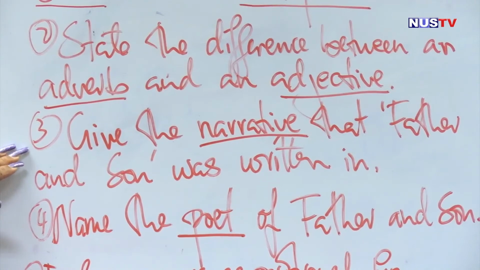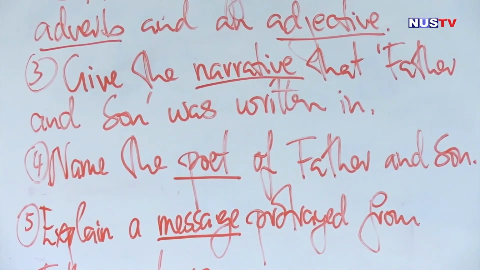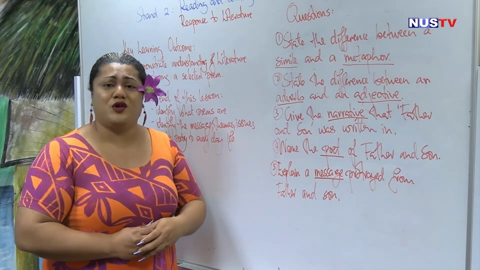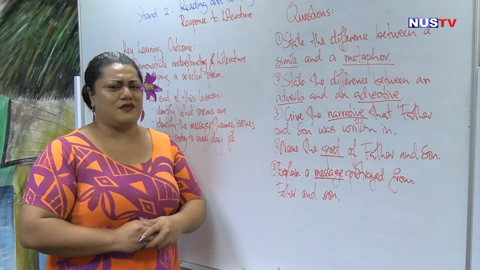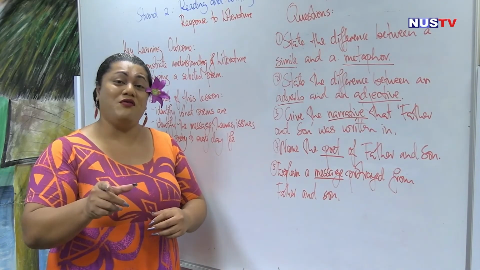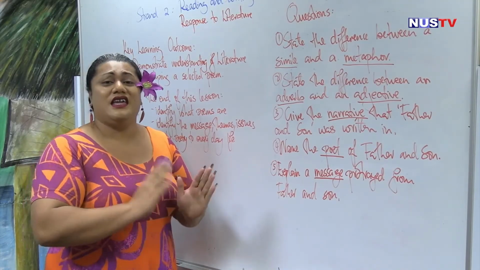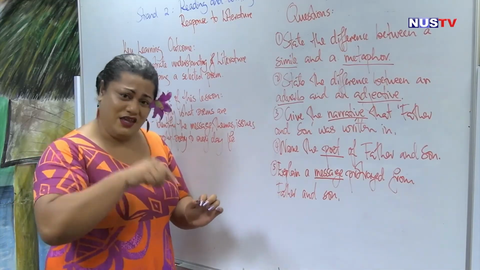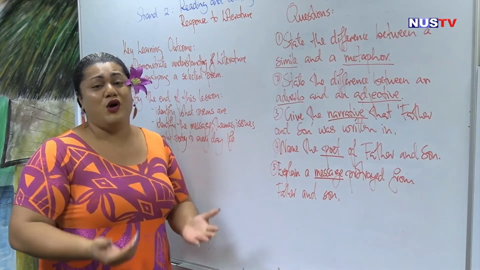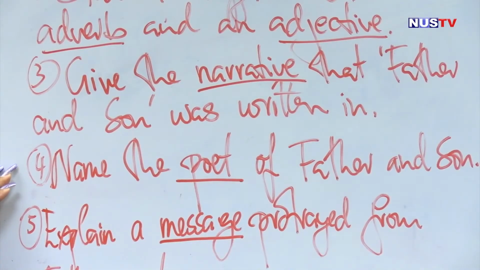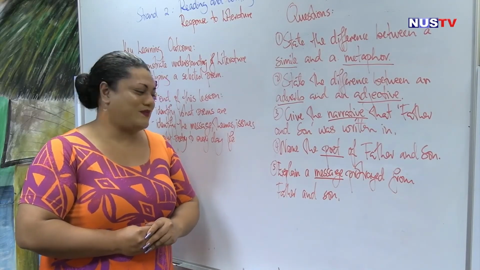The narrative, give the narrative that Father and Son was written in. Yes, you're also correct. Father and Son was written in the third person. How would you know that? Because it uses the pronoun he. So the first line of Father and Son, he comes home now. So he, it indicates that the poem was written in the third person. Question number 4. Name the poets. Who wrote Father and Son? You're also correct. Ruperake Betaya.